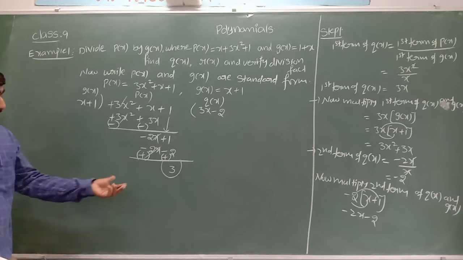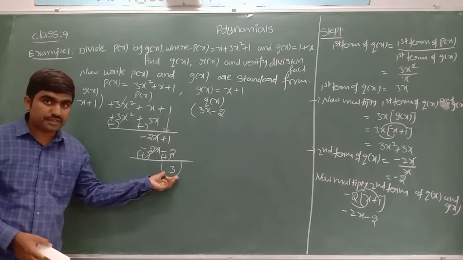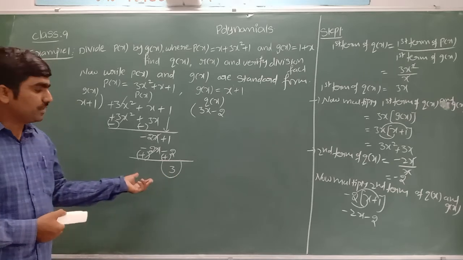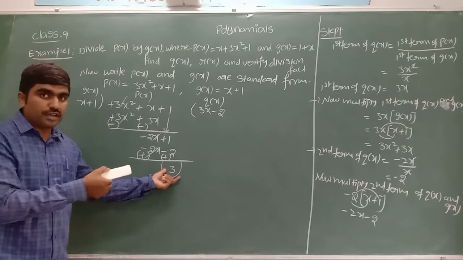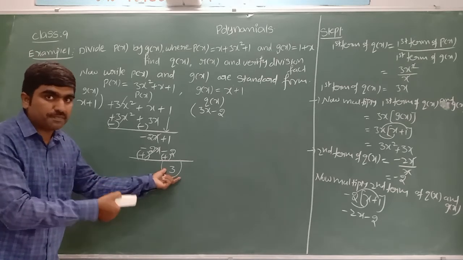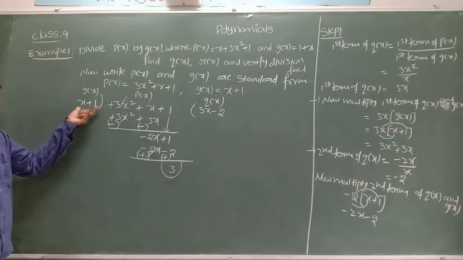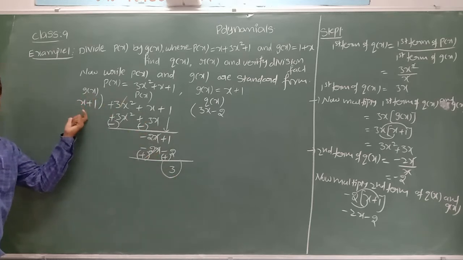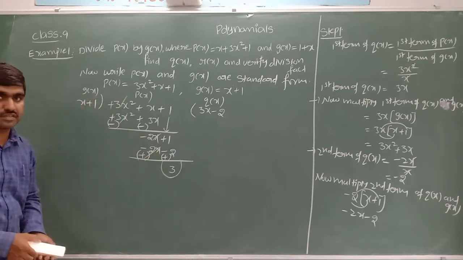Can you say what is the degree of this remainder 3? 3 is a constant. The degree of a constant polynomial is 0. Yes, the degree of the remainder, 0, is smaller than the degree of g of x, 1. So when the degree of the remainder is smaller than the degree of the divisor, we can stop the process.